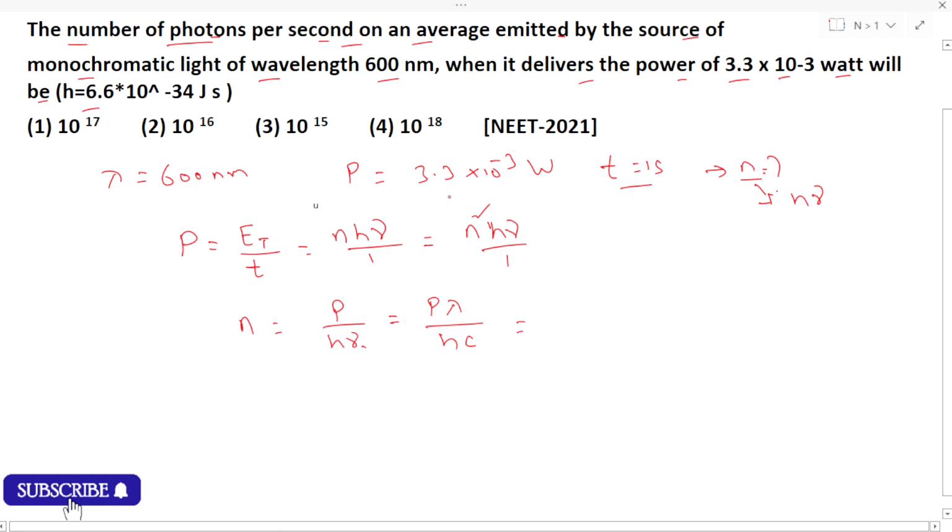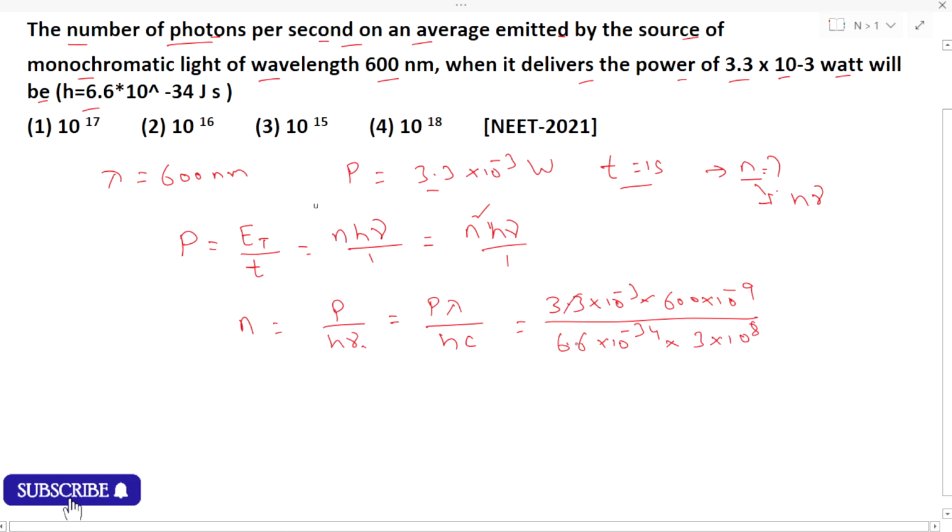What did he give? He gave the value of power as 3.3 × 10^-3 watt, and the wavelength as 600 nanometers, that is 600 × 10^-9 meters, divided by h, Planck's constant, which is 6.6 × 10^-34, into c, the speed of light, that is 3 × 10^8 meters per second.